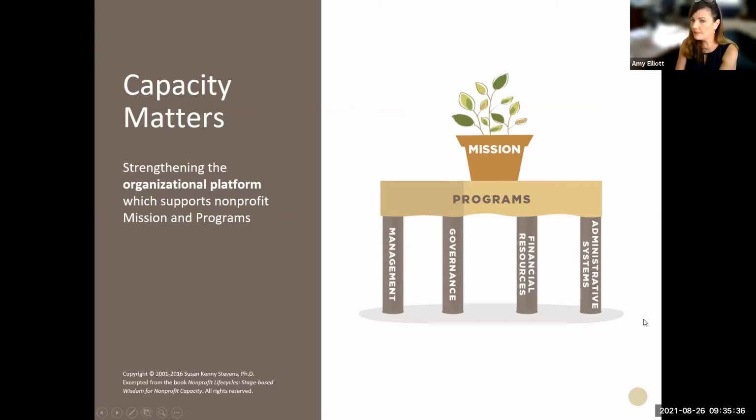So pretty simple, but pretty powerful is, in order to achieve our mission, we're going to do these programs, and those programs need solid governance. They need solid management. We need financial resources and administrative systems to run those programs. And without them, imagine if these legs are short, right? Or if they're lopsided. Questions about the capacity model?